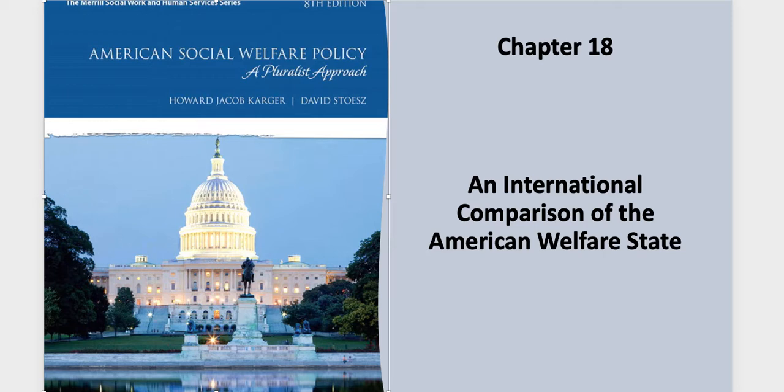In addition, we're going to look at some economic data regarding the distribution of wealth and poverty and such around the world. And as we close out the chapter, look at some proposals for eliminating global poverty.